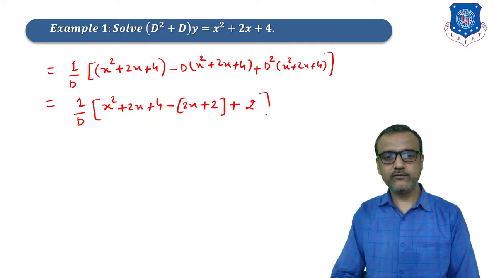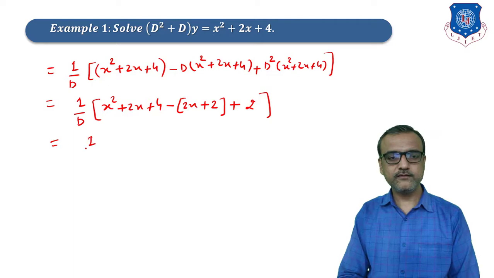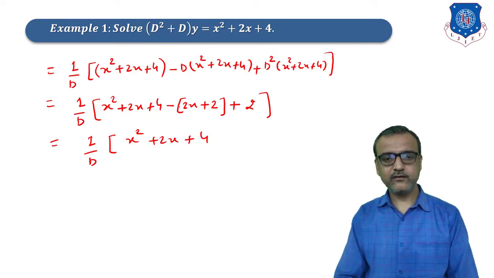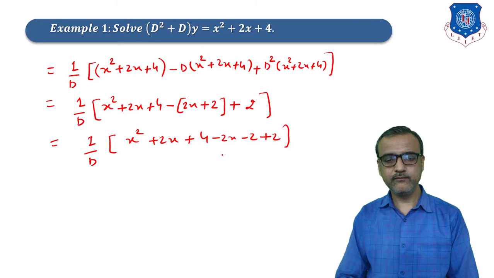Now we will simplify this result. So this is equal to 1 over D, this is x^2 + 2x + 4. Now applying minus sign on these two terms, so we have minus 2x minus 2 and this is plus 2. Now minus 2 plus 2 will cancel out, plus 2x minus 2x will cancel out, and 1 upon D is nothing but integration. Now we will integrate x^2 + 4.